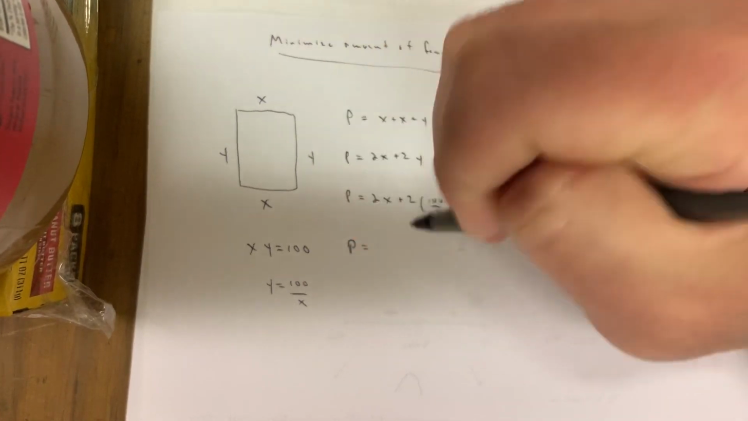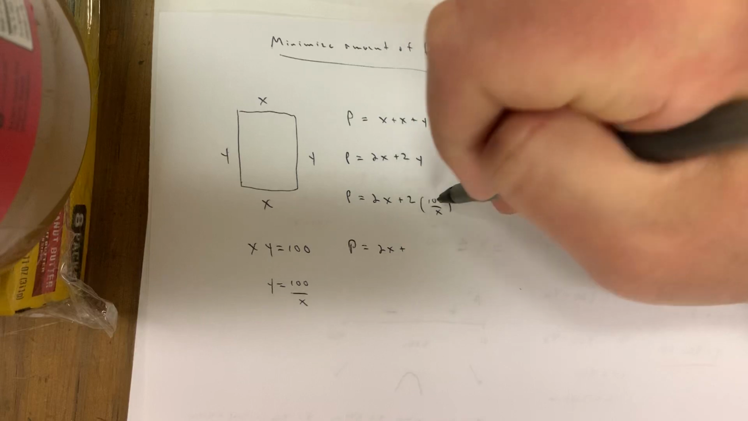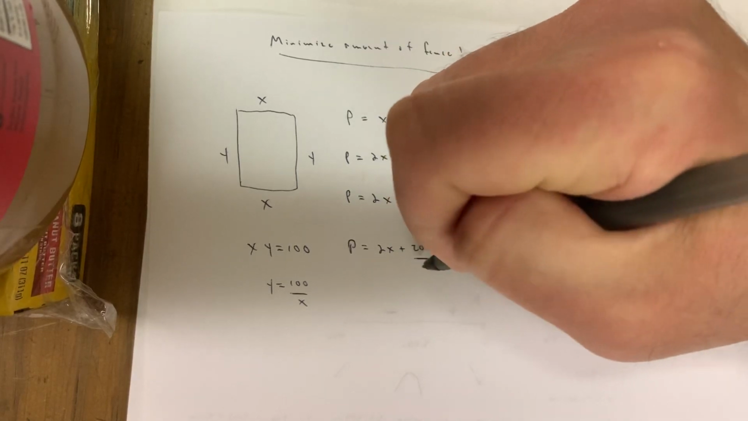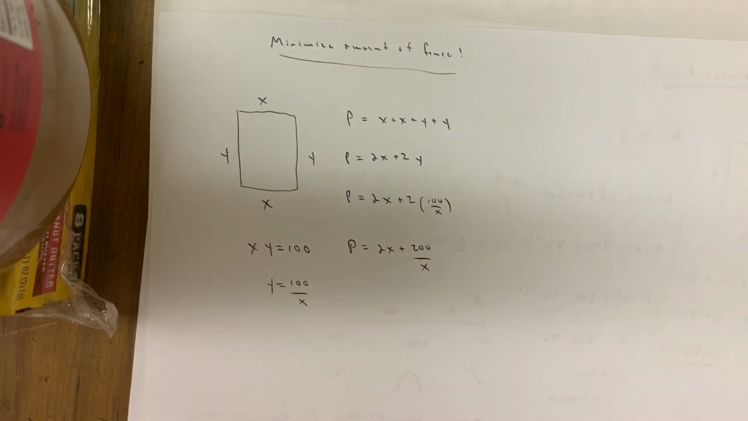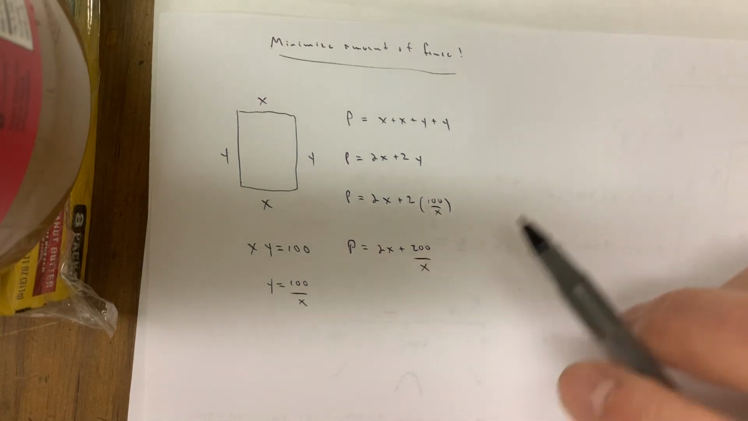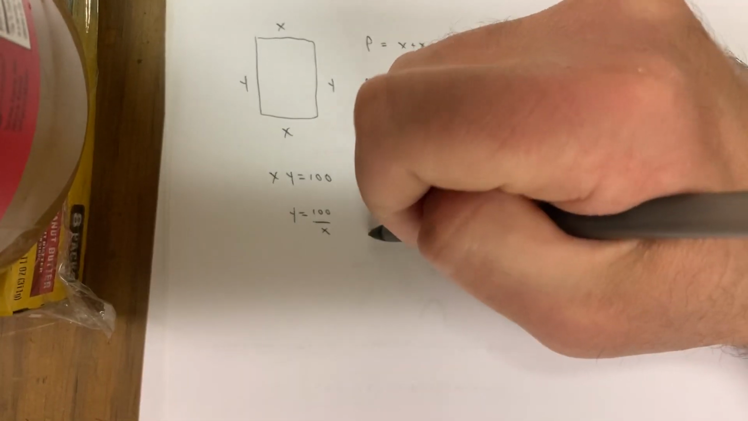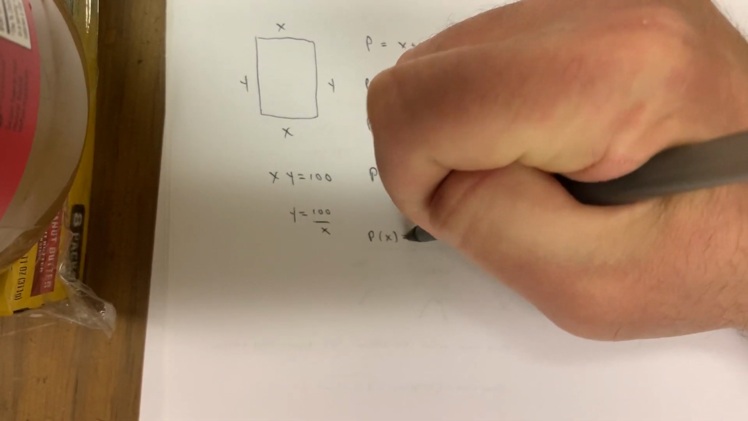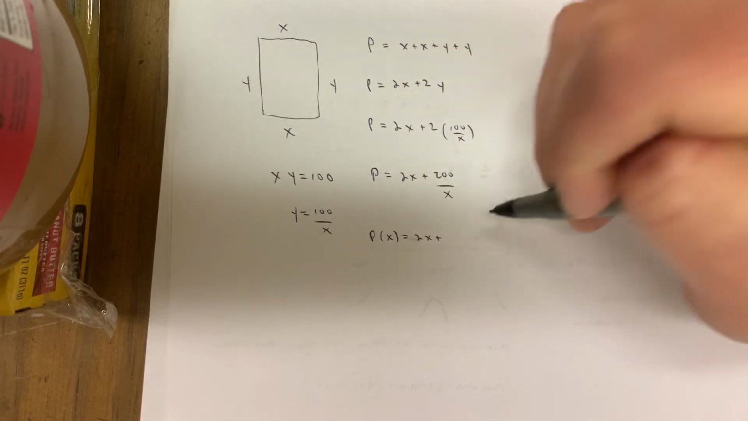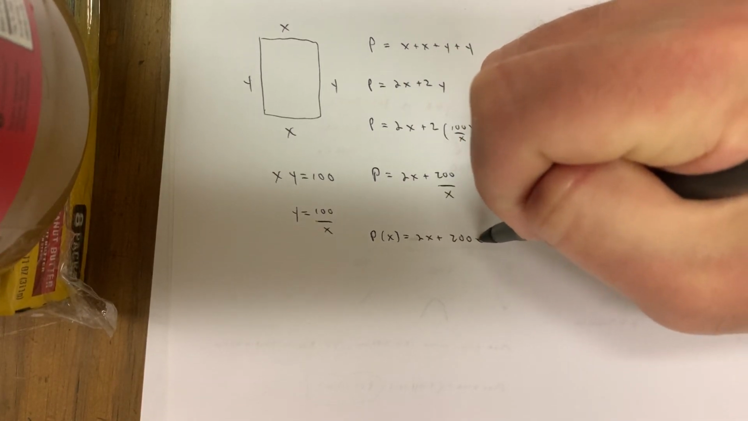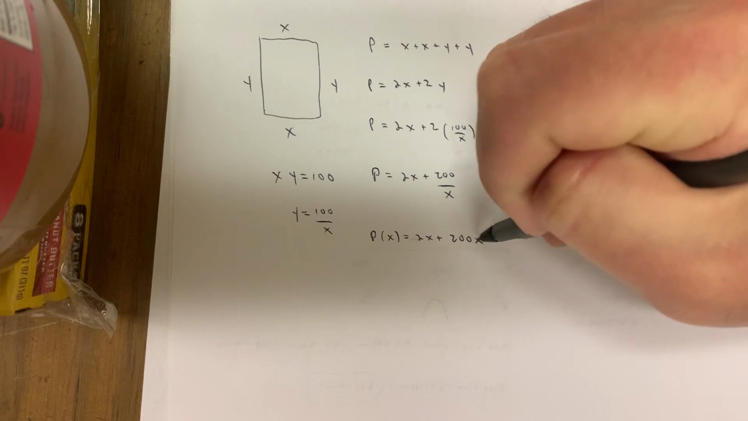And we end up with perimeter equal to what? 2X plus 200 over X. And that thing right there is an equation in one variable only. You could write it this way. You can now say P of X if you want to is 2X plus, I'll write 200 over X as 200X to the negative 1. Can anybody guess why I'm doing that?